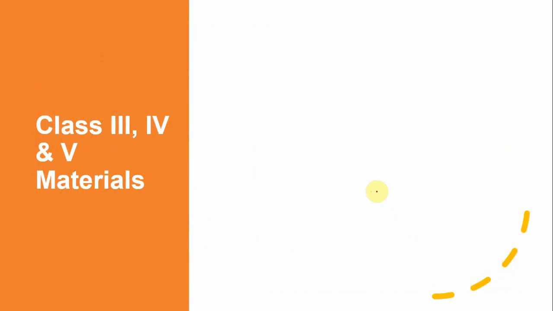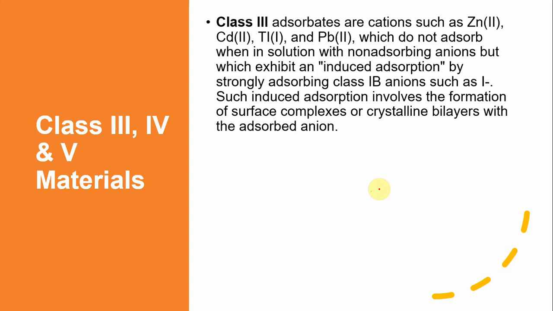Now we have class 3, class 4 and class 5 material. Class 3 materials are cations such as these metal ions over here, zinc, cadmium, tellurium and lead, which do not adsorb when in solution with non-adsorbing anions, but they can exhibit induced adsorption by strongly adsorbing class 1b anions such as iodide. Such induced adsorption involves the formation of surface complexes and sometimes a crystalline bilayer with the adsorbed anion.